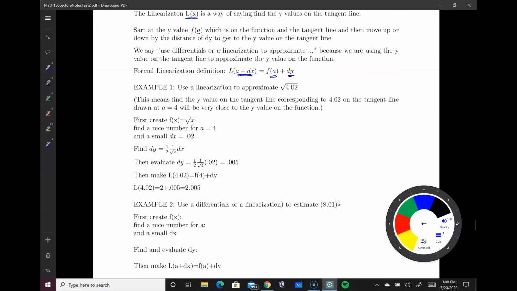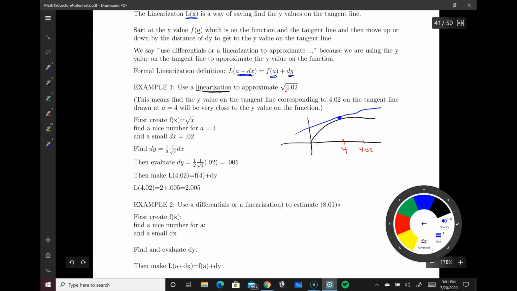Okay, so let's look at this one right here. When it says use a linearization, that's the same thing as saying find the y value on the tangent line. So I need to be a creative mathematician. First off, I'm going to create the function f of x equals root x. Then I've got my nice number of 4, and my dx will be 0.02. So here's 4.02, and I'm drawing a tangent line there at the 4.